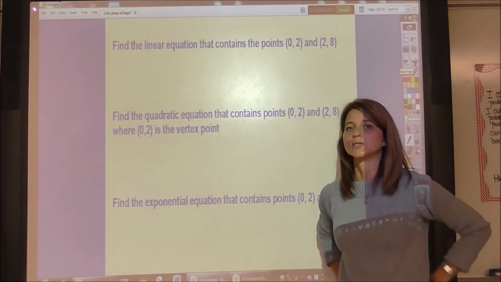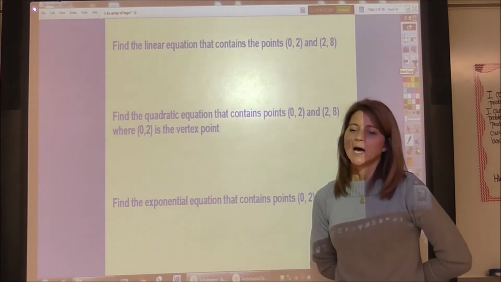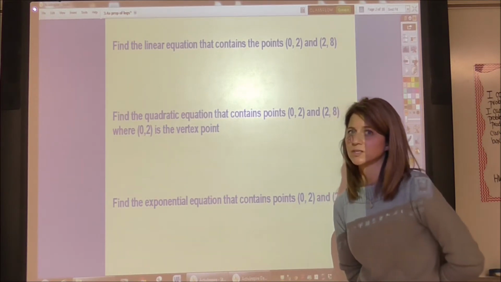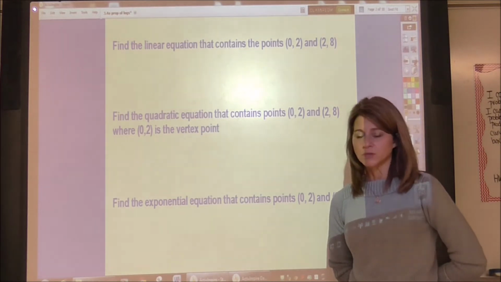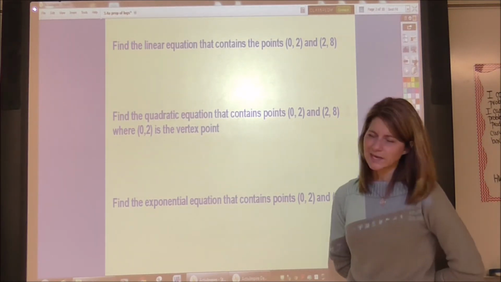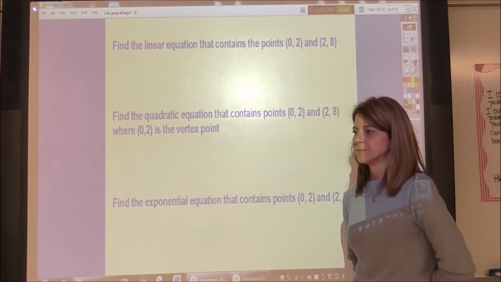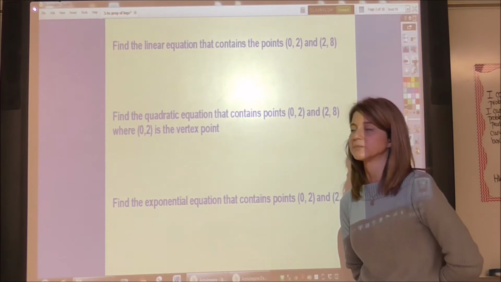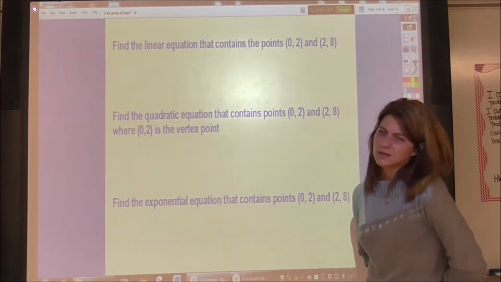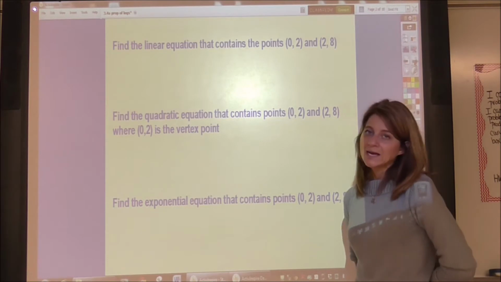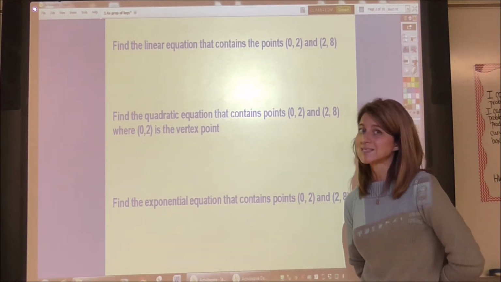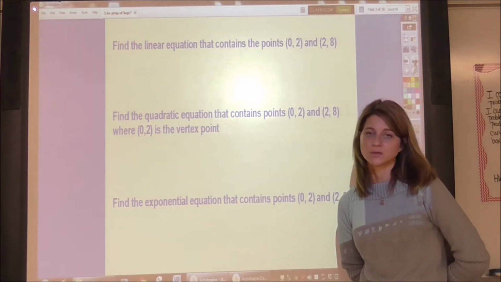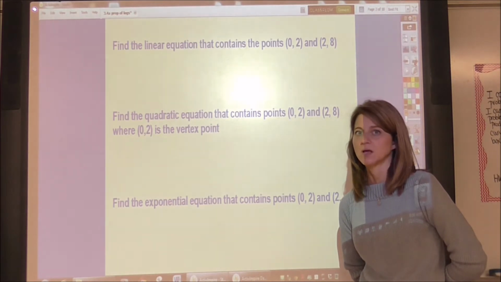Okay, before we jump into all of these logarithms and exponents, I thought maybe we'd step backwards because it looks like we kind of need it. So how about this? There are 3 questions on here, and they all deal with the same 2 points. Let's look at each one and decide what we need to do and what's different about these problems. So the first question says, find the linear equation. Notice it says linear, we're making a line, that contains the points (0, 2) and (2, 8). So we are looking for a straight line.